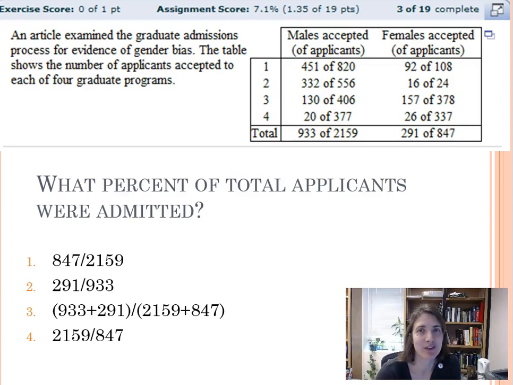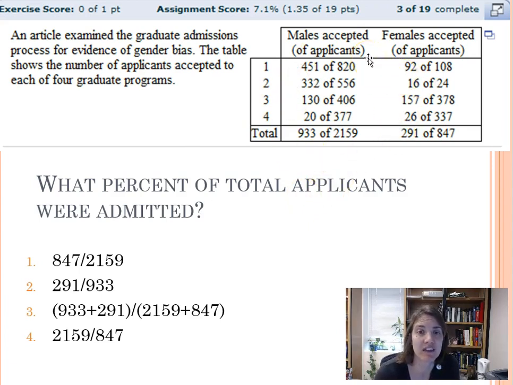Hey guys, what I'm going to do right now is go over a contingency table to show you how it can be used in a problem. Most contingency tables look at two categorical variables. But what's cool about this problem is that it actually has three categorical variables in one table.